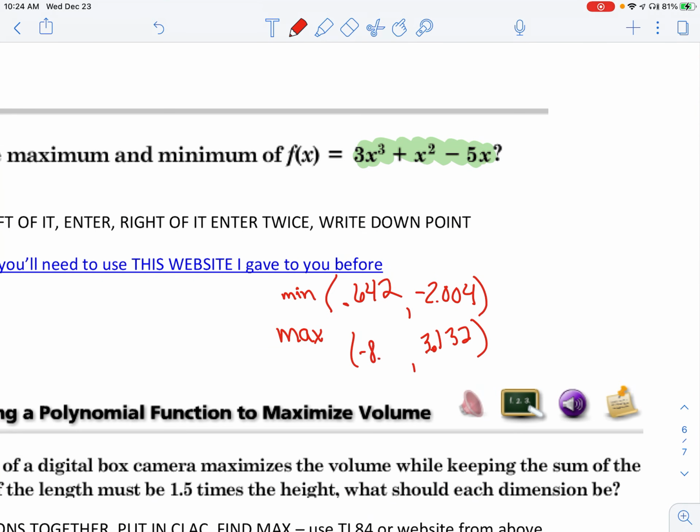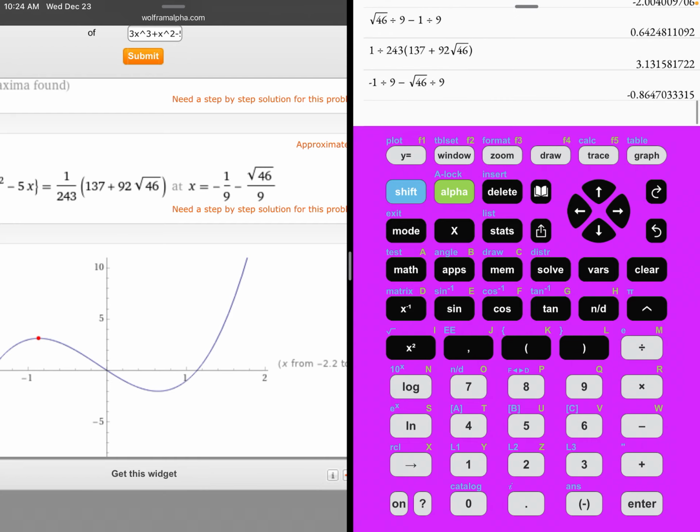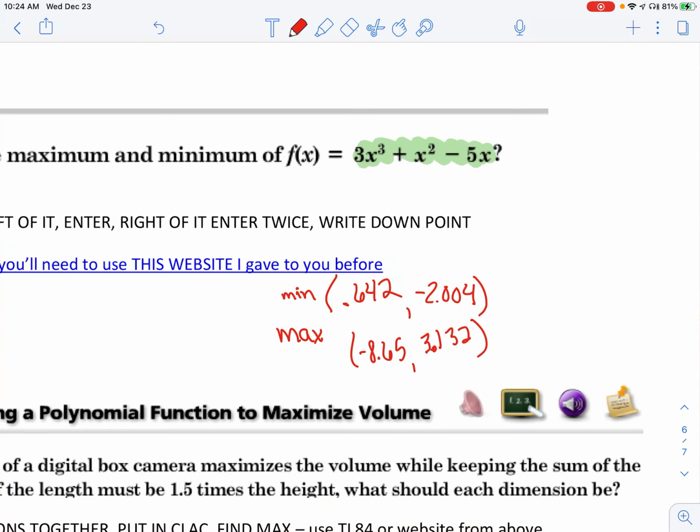Oh, I feel like I said that wrong. Negative 0.865. Oh, it must be a break almost. I put the decimal in the wrong spot. There you go, guys. So there's your mins and maxes using that website.